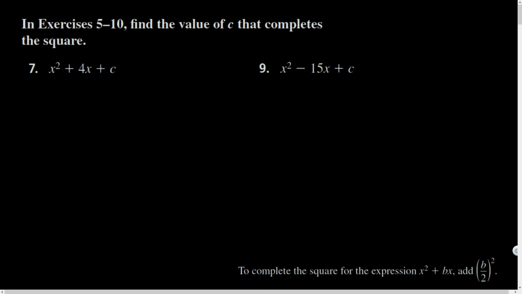Going over the quest about completing the square, the first half of our quest. Oh, I've got my writing pen upside down. That's crazy.